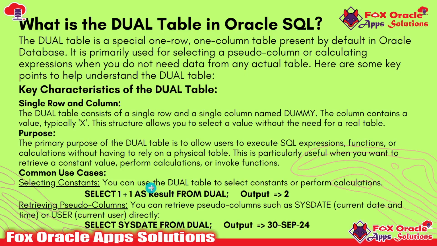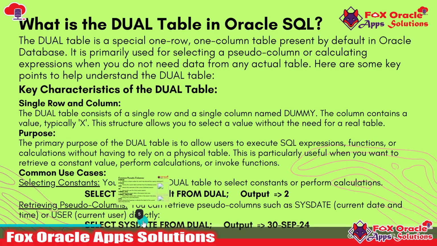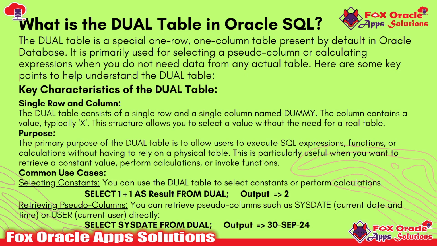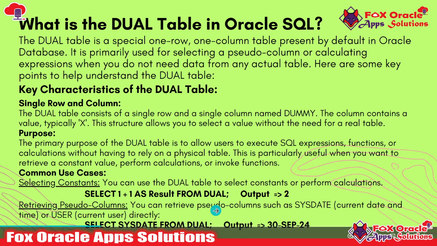For example, we have the sysdate column. Whenever we use this sysdate column, it always returns the current date of the system. For example, here we use select sysdate from dual. Sysdate is a keyword, a pseudo column, which returns the current system date, the present date, and it displays the data by using the dual table. You can see the same in the example.